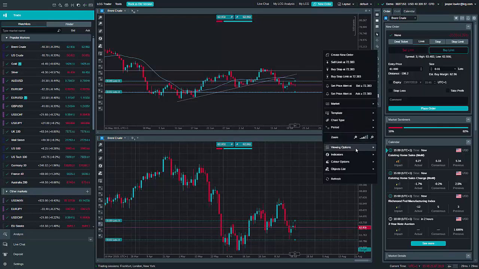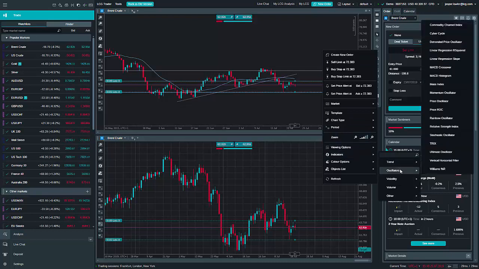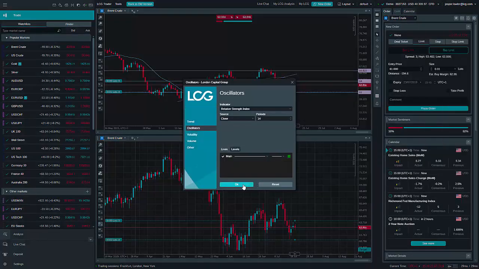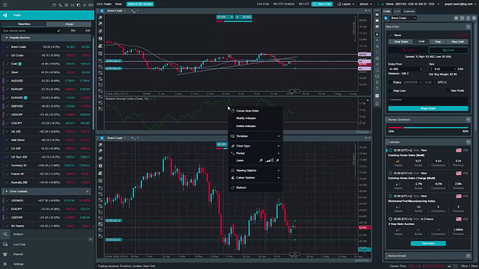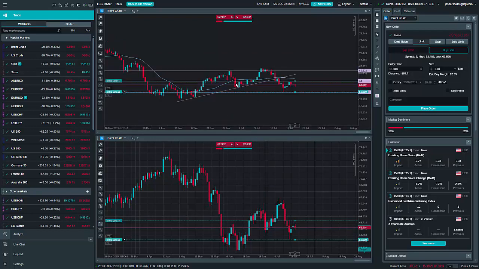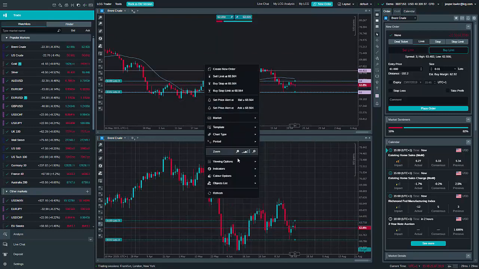Right click again, indicators, choose an oscillator, for example the MACD crossover or the relative strength index are two popular ones. Happy with the defaults, you can see they're down there. Now if you want to delete these indicators, right click again, delete indicator. You can then in fact go to your object list, look at the list of indicators you have there and go X and get rid of it.